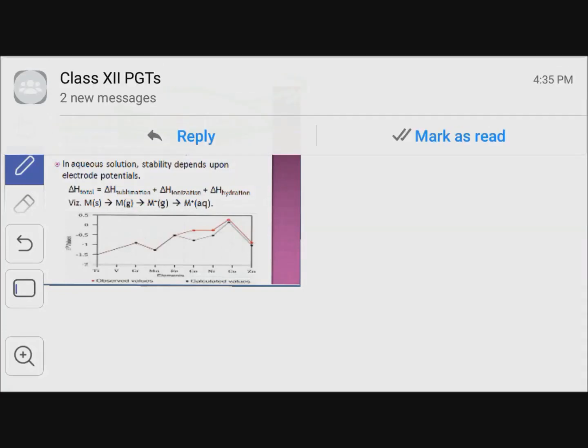Standard electrode potential. What is electrode potential? Electrode potential is the tendency of the electrode. Electrode here means a metal rod or a metal strip. It has a tendency to lose or gain electrons when it is in contact with a solution of its own ions.